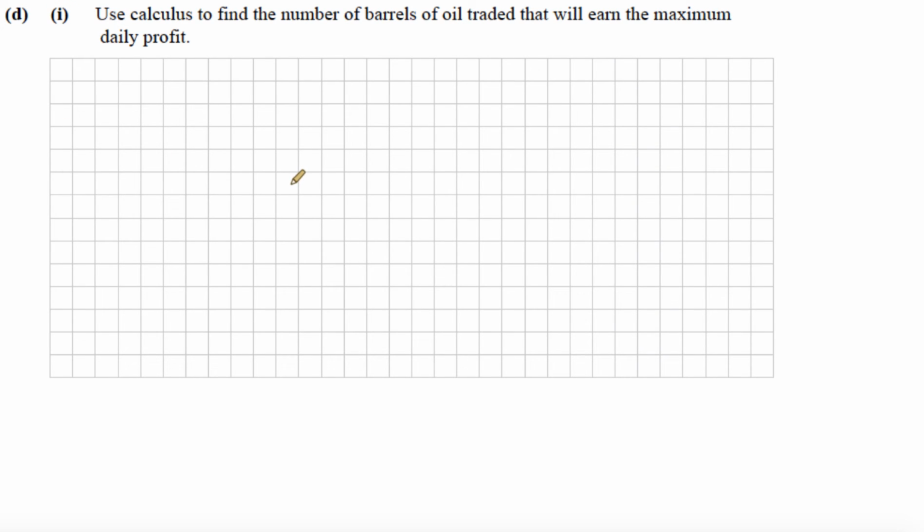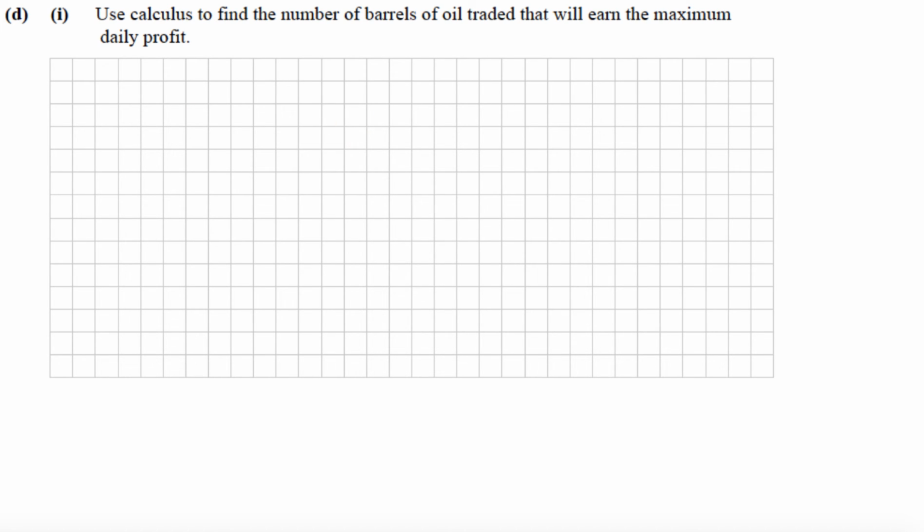Okay, moving on. Part D says use calculus to find the number of barrels of oil traded that will earn the maximum daily profit. So obviously we could read from the graph the maximum daily profit, but we're told to use calculus. So the calculus that we studied for the ordinary level course would be differentiation. So how do we find the max on a curve using differentiation?